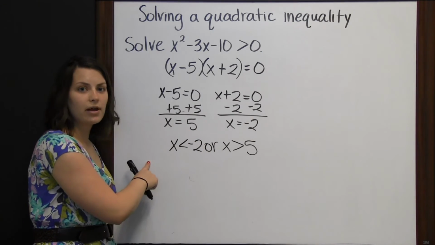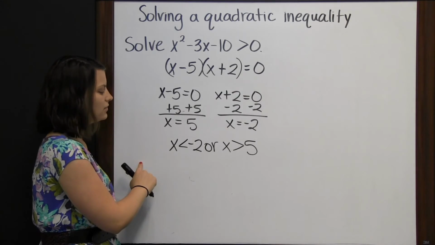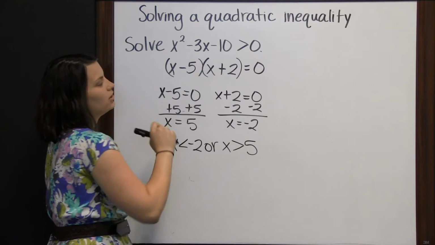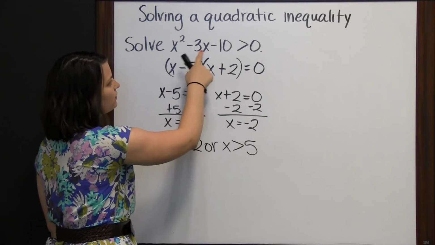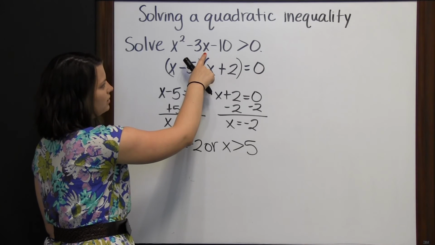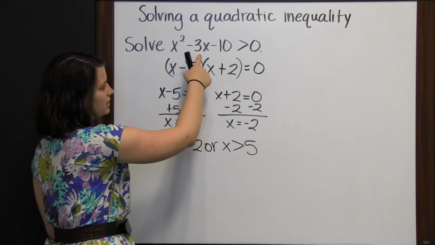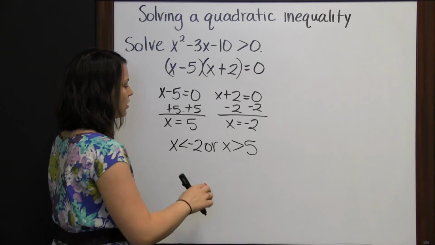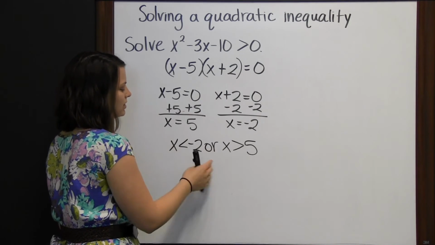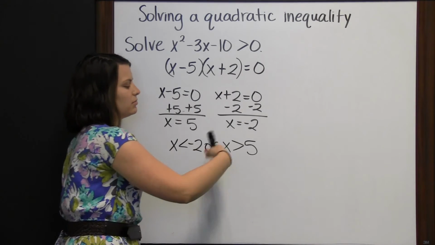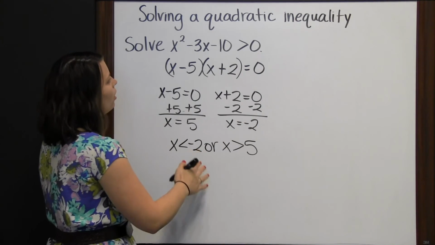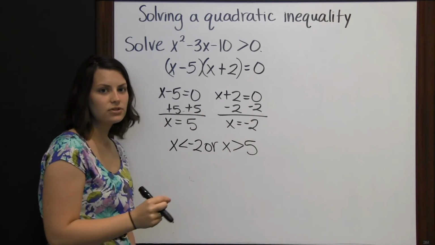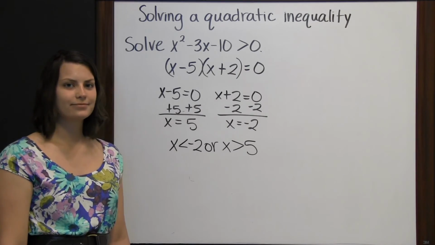And then if you tried another number back here, a number that's less than negative 2, say negative 5 or even negative 10, negative 10 squared is 100. Negative 3 times negative 10 is 30. So 100 plus 30 is 130, minus 10 is 120, and 120 is also greater than 0. So you can see that the set outside these numbers, numbers that are less than negative 2 and numbers that are greater than 5, do satisfy our inequality, while the numbers between negative 2 and 5 did not, like 0.